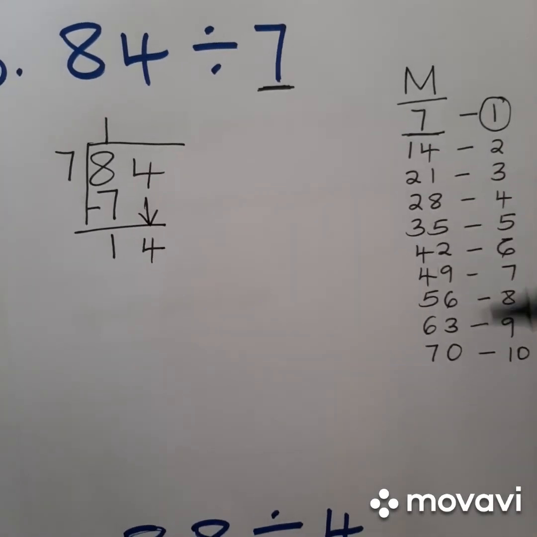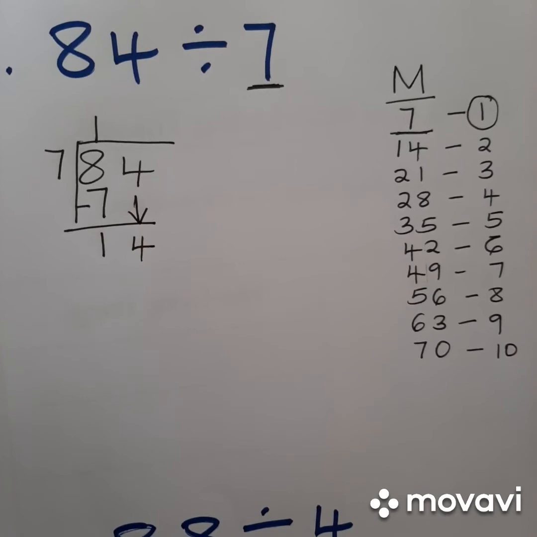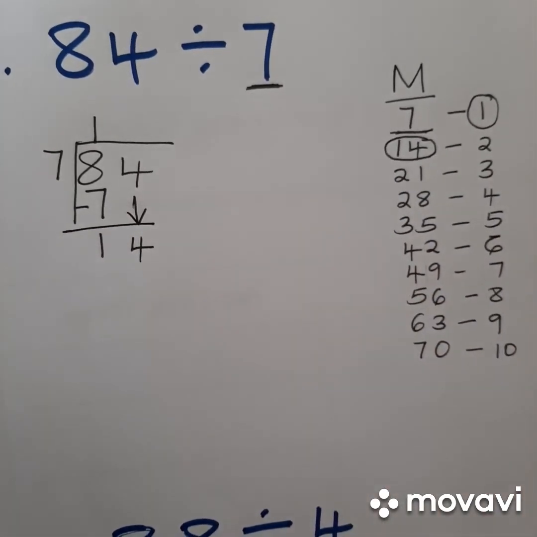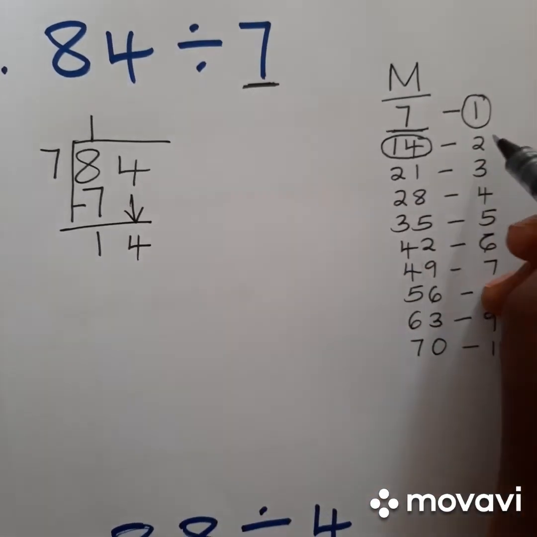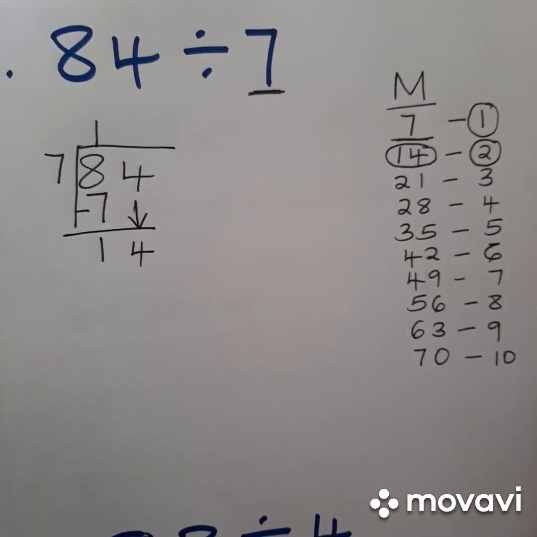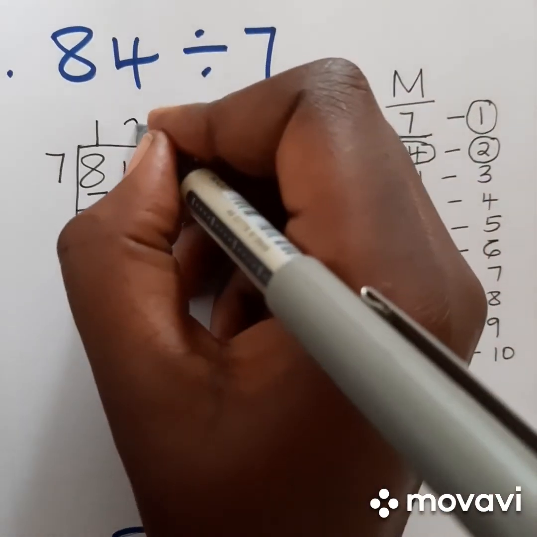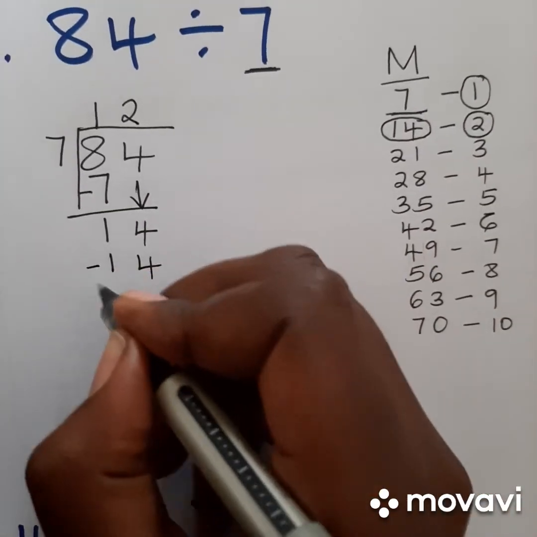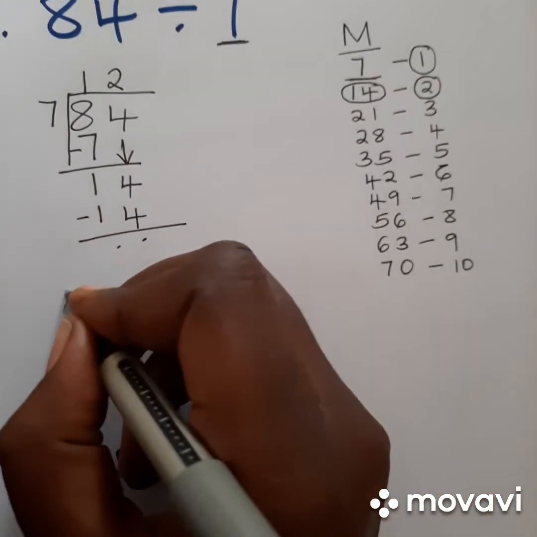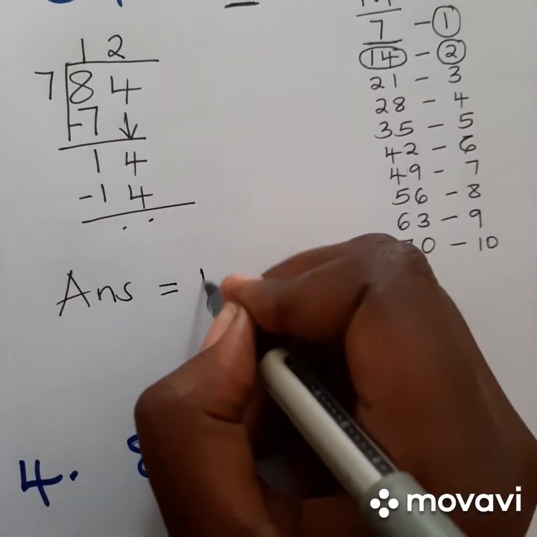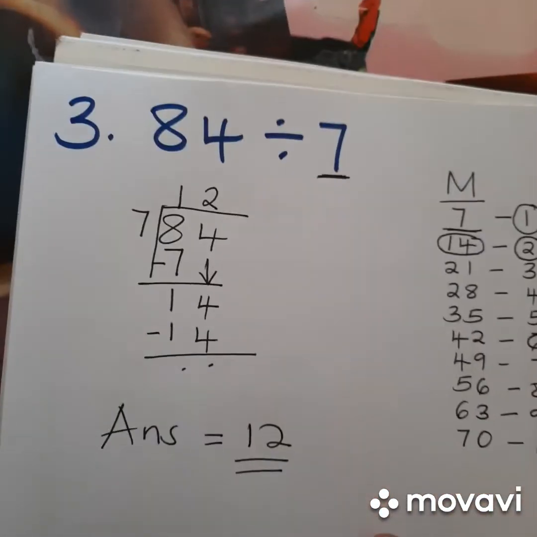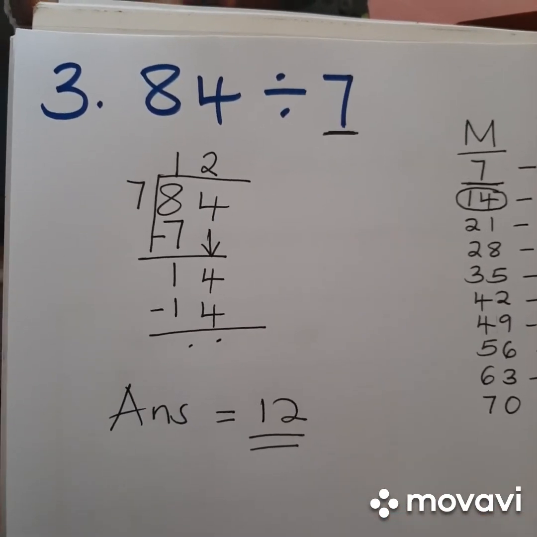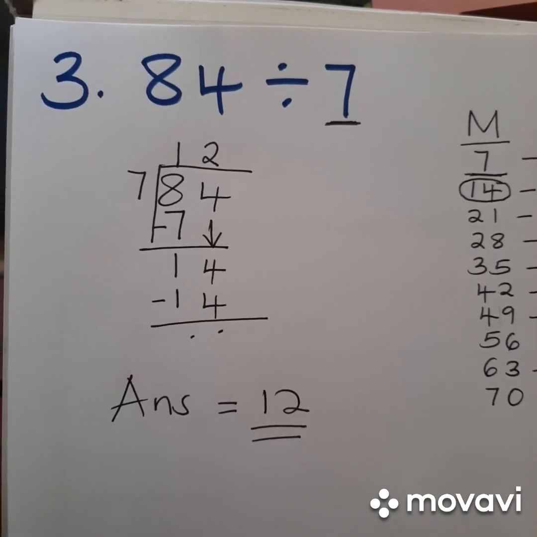So we come again here on our tables and we look for 14. So luckily we find 14 here. So it means that 7 can be in 14 2 times. So we write our 2 there. That means 7 times 2 is 14. We subtract, 0. And that makes our answer 12. So this means that 7 can be in 84 12 times, or 84 divided by 7 is 12.